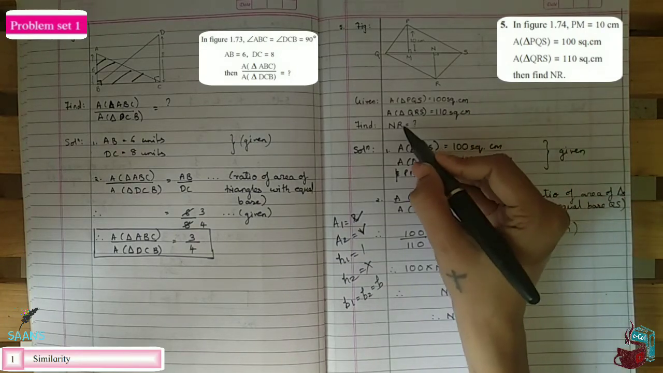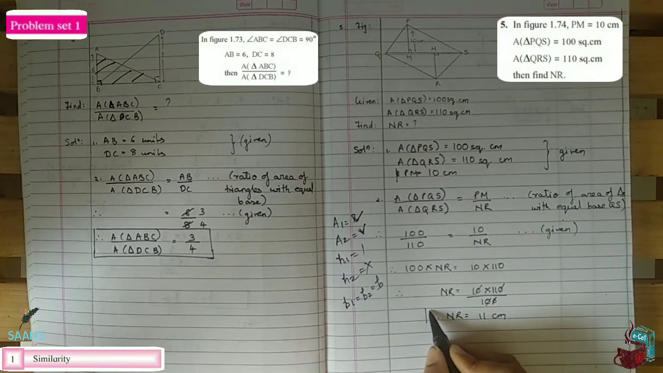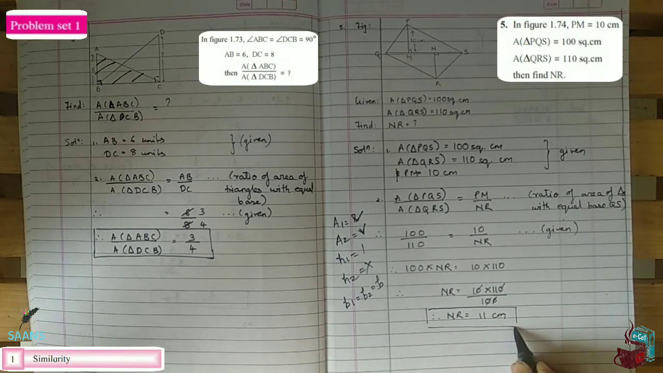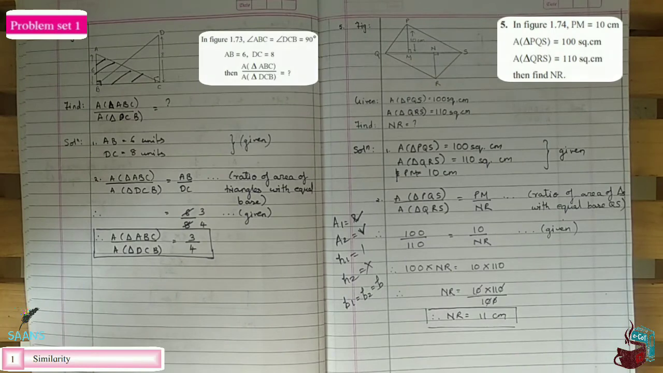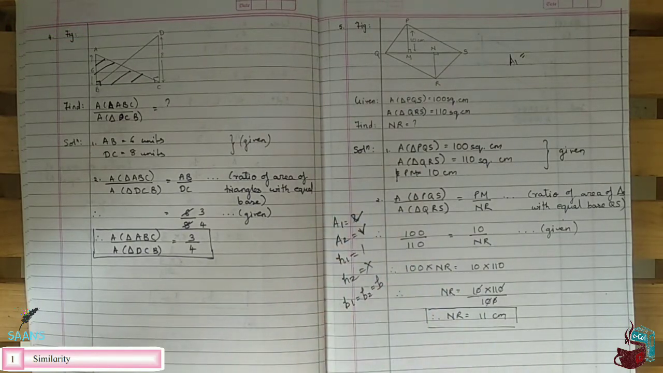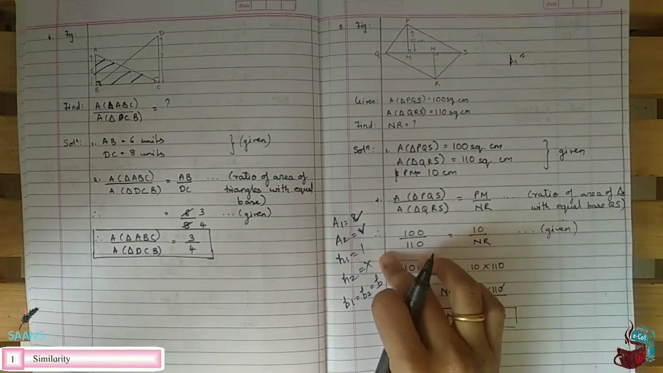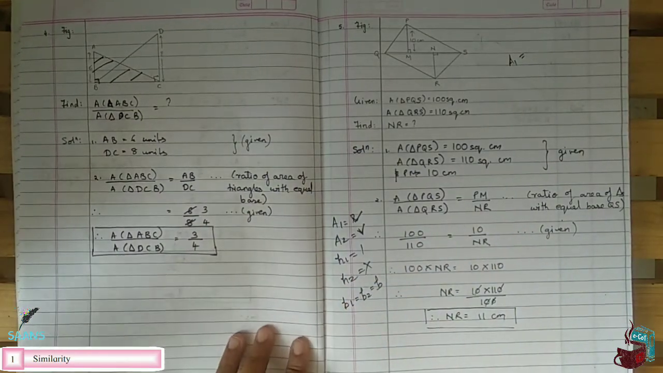See, units are not given here, centimeter. So NR is equal to 11. That's it. So this is how you have to do. This I have just given you. In your mind, you should think about which property you should use, okay?